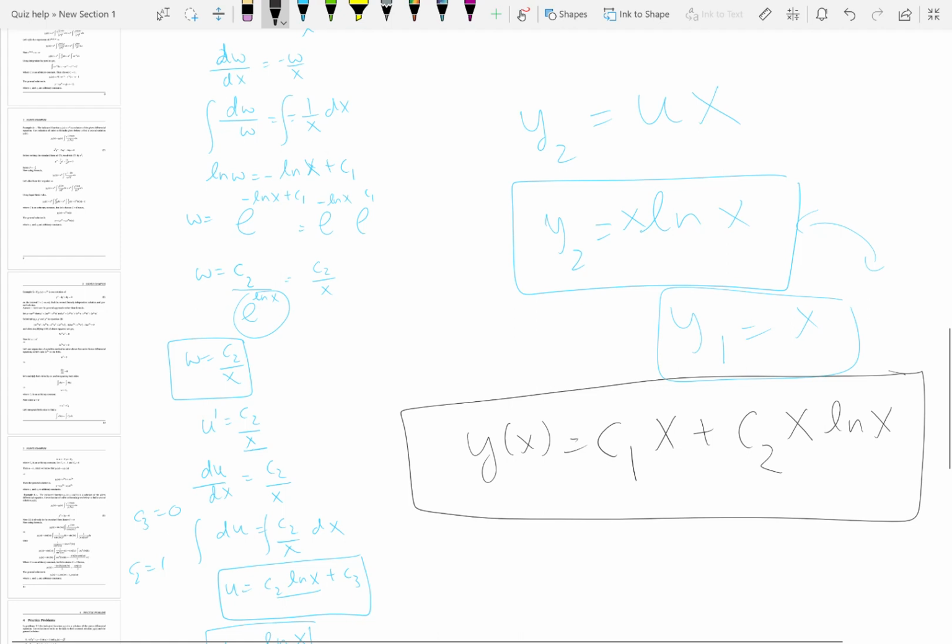Find w. Once you find w, which is u prime, u prime is equal to what you found for w. To get u out of u prime, you do another integration, and then you get u. So you know u, and the second solution is u times the first solution. y1 is already given to you. y2 is the u that you found times y1. So you know y1 and y2, and you can write the general solution: y is equal to c1 times y1 plus c2 times y2.